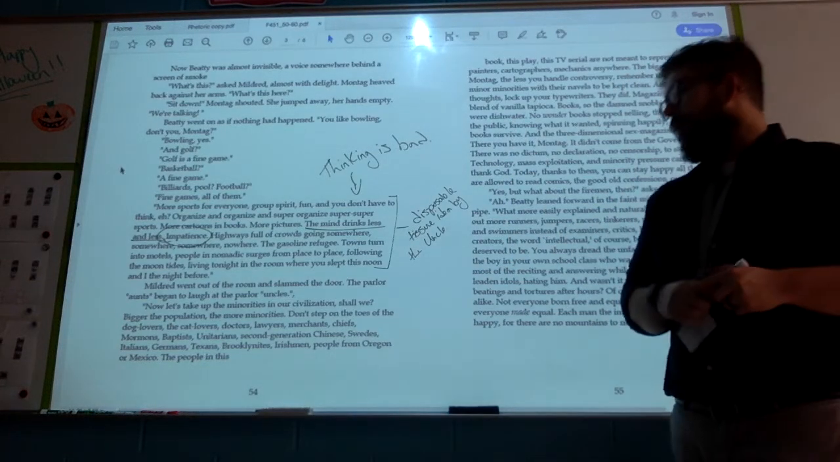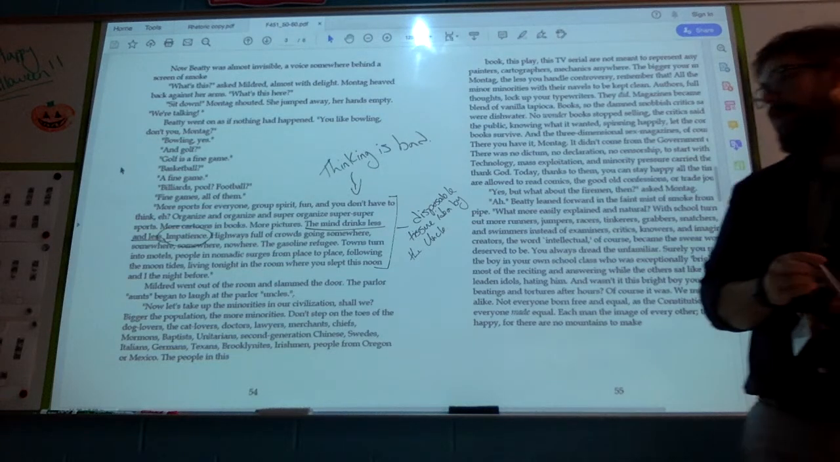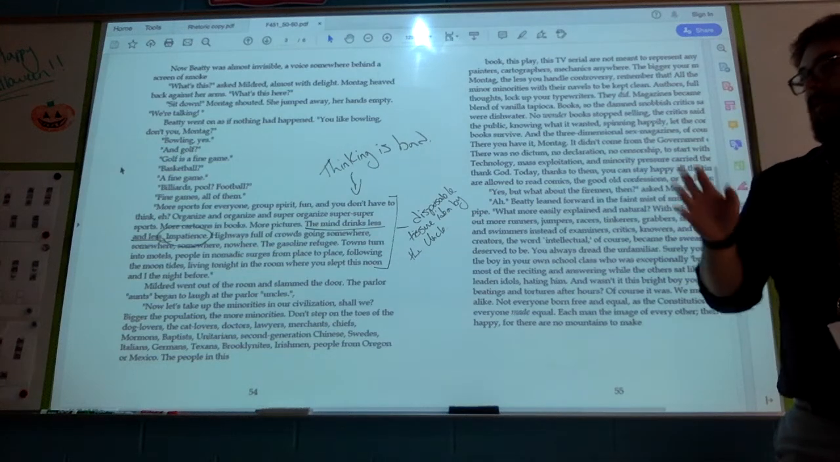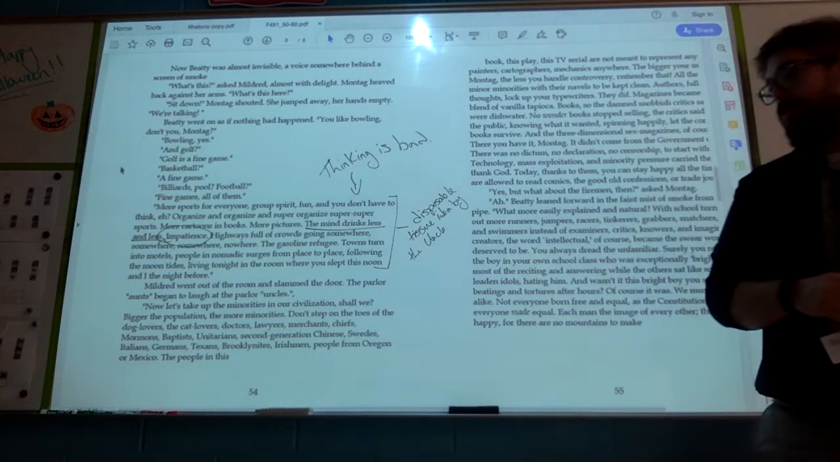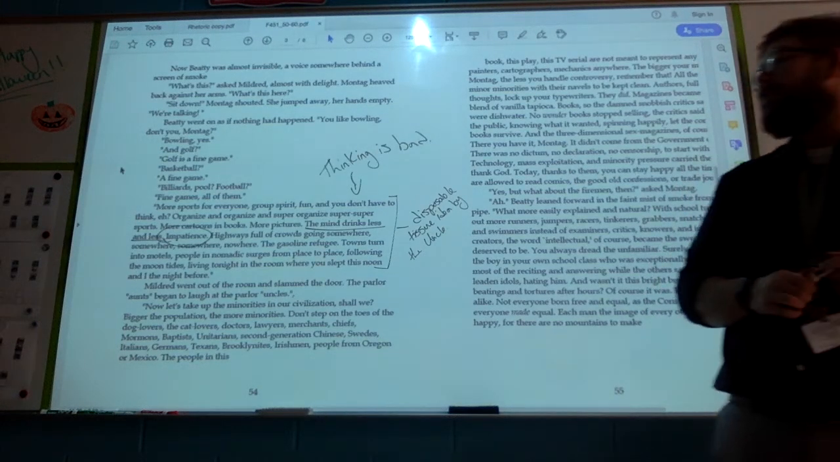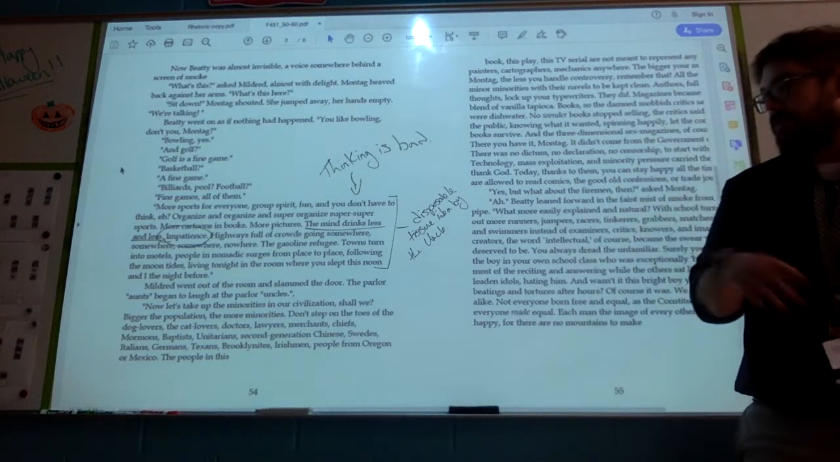Now let's take up the minorities in our civilization, shall we? The bigger the population, the more minorities. Don't step on the toes of the dog lovers, the cat lovers, doctors, lawyers, merchants, chiefs, Mormons, Baptists, Unitarians, second-generation Chinese, Swedes, Italians, Germans, Texans, Brooklynites, Irishmen, people from Oregon or Mexico.